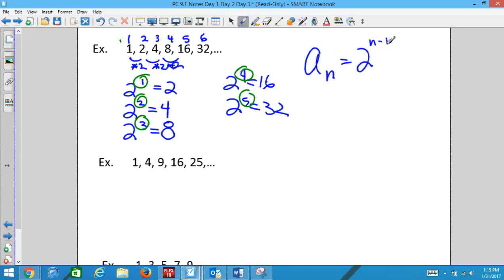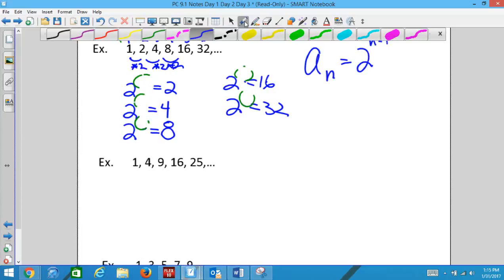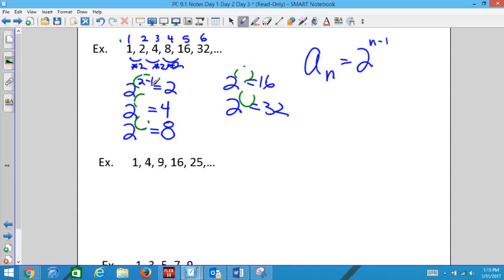If I do 2 to the 2 minus 1, that's still 2 to the first. If I do 2 to the 3 minus 1, that's still 2 to the second. 2 to the 4 minus 1 gives me 2 to the third. And remember, 2 to the 1 minus 1 is 2 to the 0, and anything to the 0 power is 1.